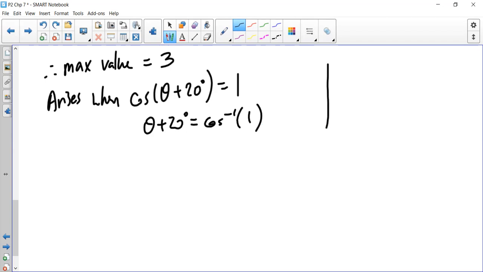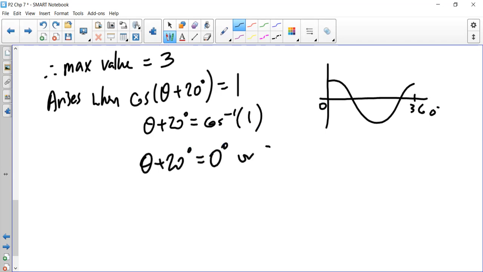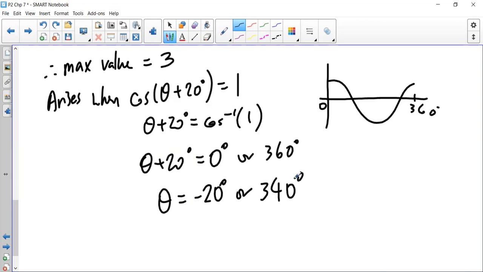Now we have to be careful. So that's 0 degrees or 360 degrees. So theta plus 20 degrees equals 0 degrees or 360 degrees. Why do you put 360? Isn't it useless, because 0 is already a non-negative answer? But now when we minus 20 degrees, 0 minus 20 becomes negative 20, and 360 minus 20 is 340. We don't accept negative answers here, so 340 is the answer. Therefore, it's useful to write down two answers.